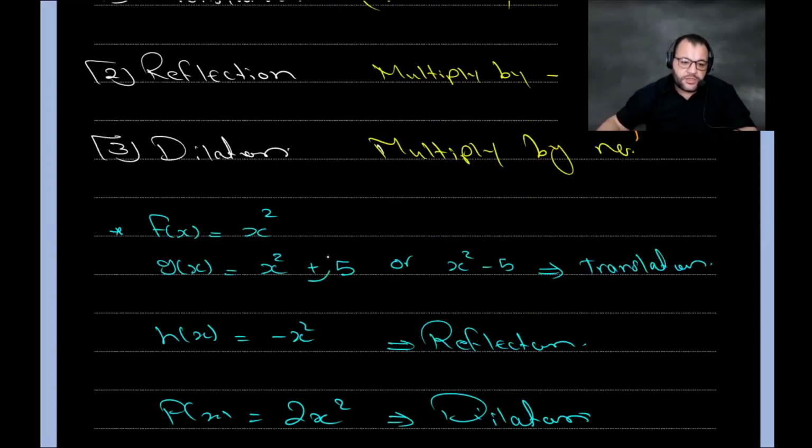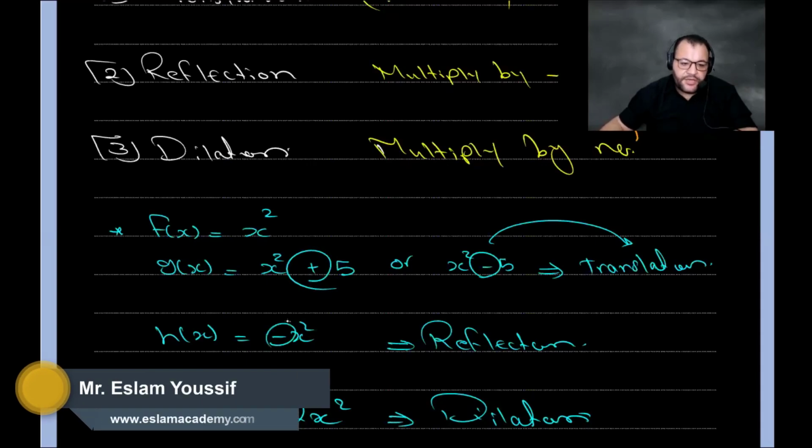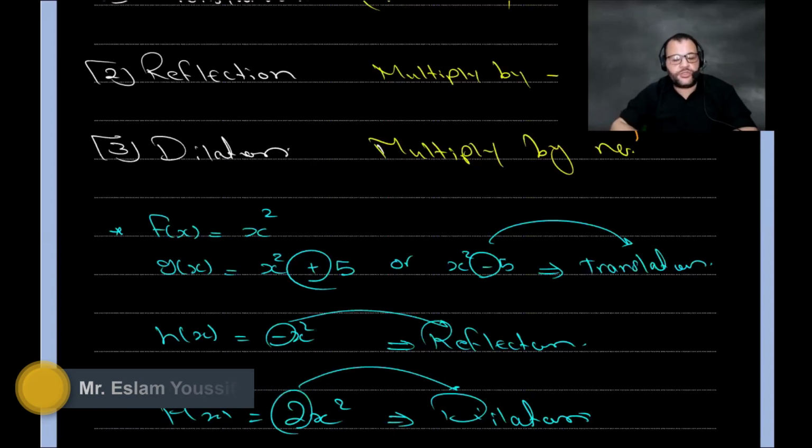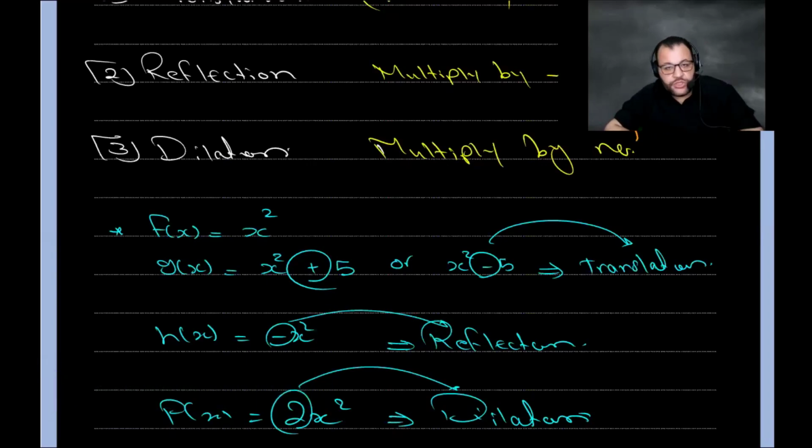If you find plus or minus, it means translation. If you find that you multiply by -1, it means reflection. If you find that you multiply by a number, it will be dilation. This is the type of the transformation. Without memorizing this one, without repeating more than one time, no way. You have to memorize it.